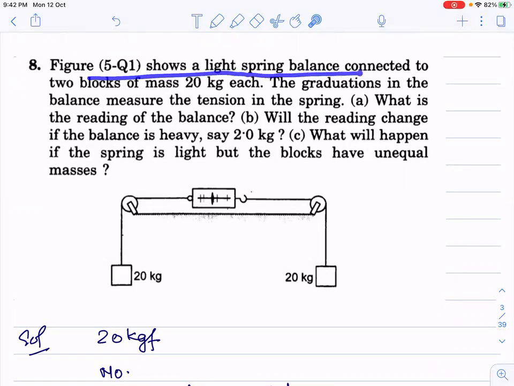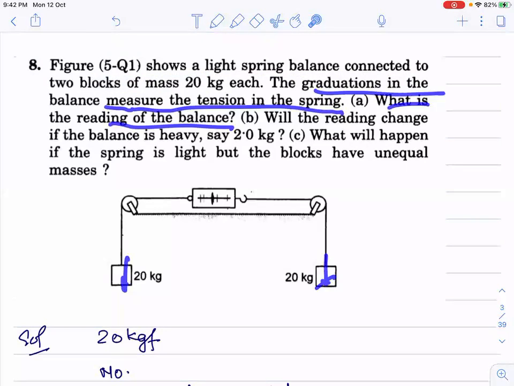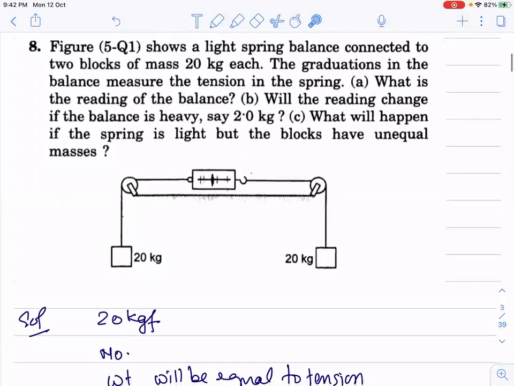Diagram shows the light spring balance connected to two blocks of mass 20 kg each. The graduations in the balance measure the tension in the spring. What is the reading of the balance? So this side 20, this side 20. So it will be at rest and force will be 20 kgf. Answer is 20 kgf.